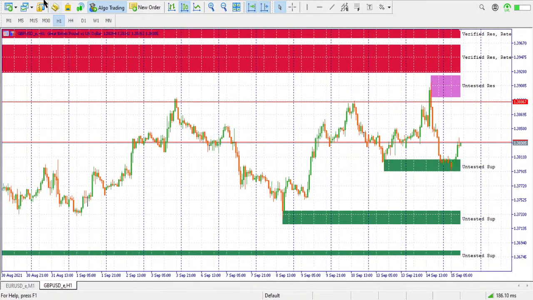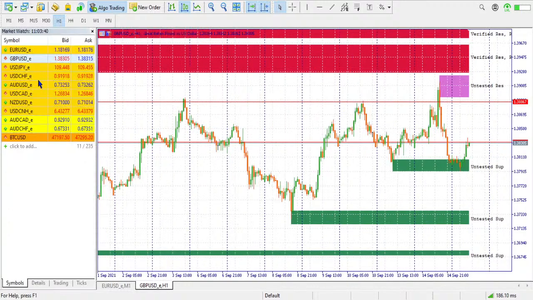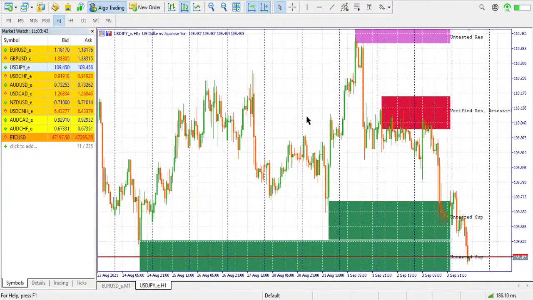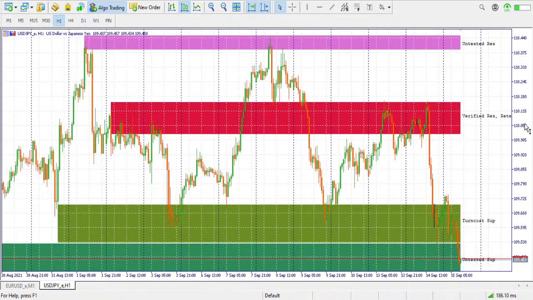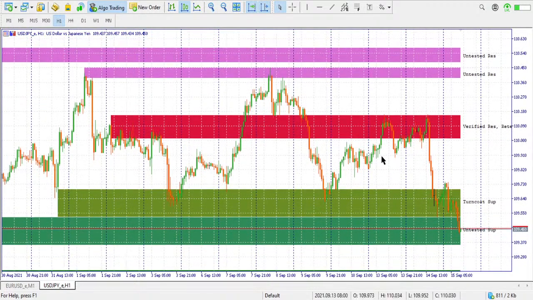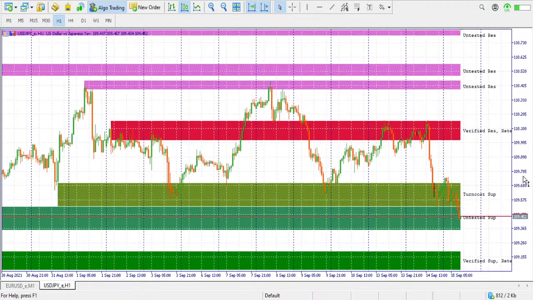The other symbol, USDJPY. For the USDJPY, so far we do have a verified resistance level here. We have a turncoat support, we have untested support, and then you have untested support here. If the price touches any of these levels, especially the verified levels, then these are going to give us the correct place to look for trades from.